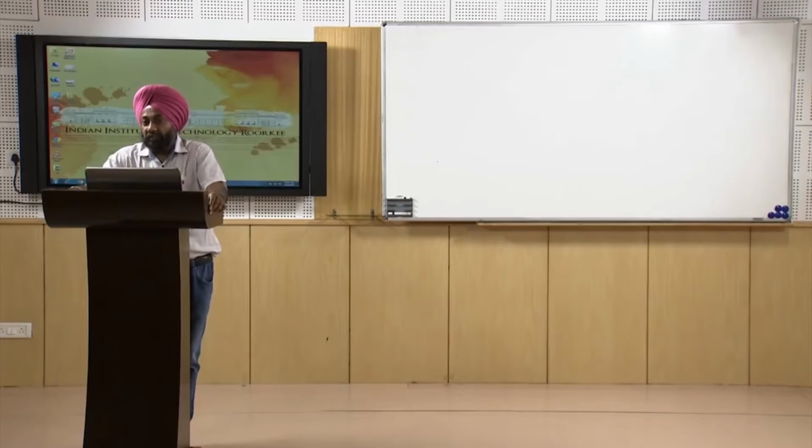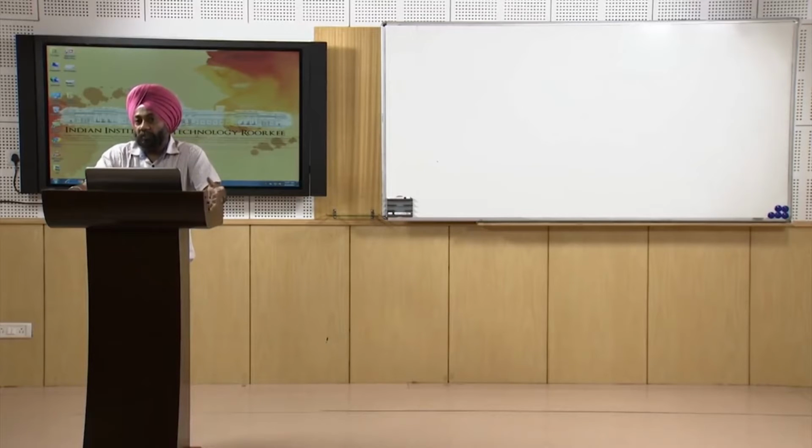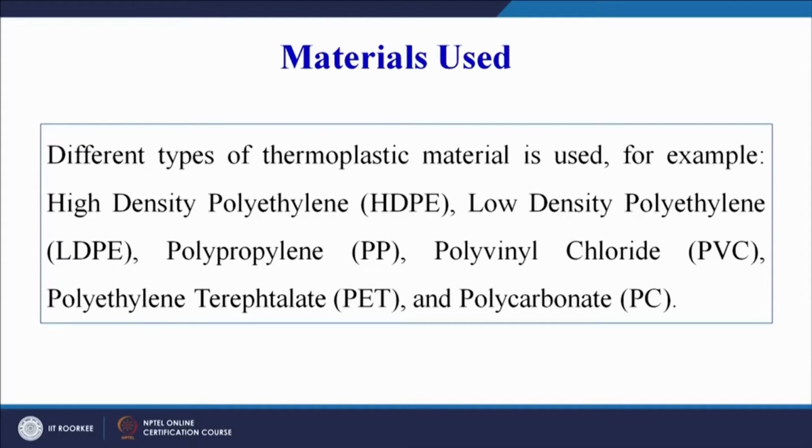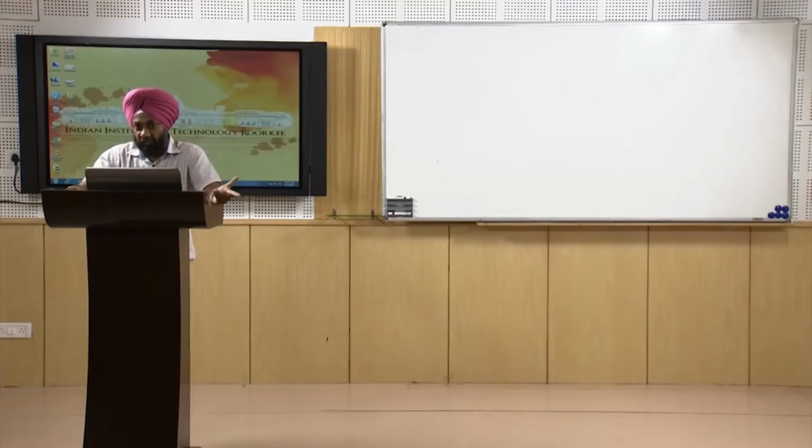Now, what are the materials used? One is the most common, plastic bottles that we use, mineral water, soft drink plastic bottles. So that you have already seen. Polyethylene terephthalate, PET bottles. Then this process can also be used for HDPE, high density polyethylene, for low density polyethylene, polypropylene, polyvinyl chloride, polycarbonate. So different types of materials can be used, as we have seen from the literature.